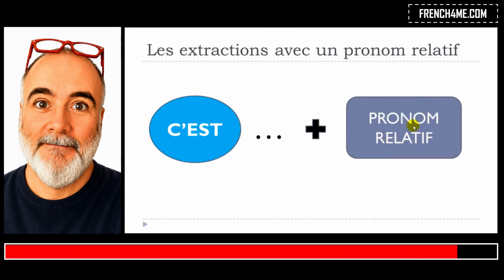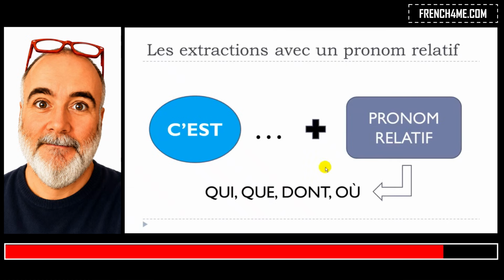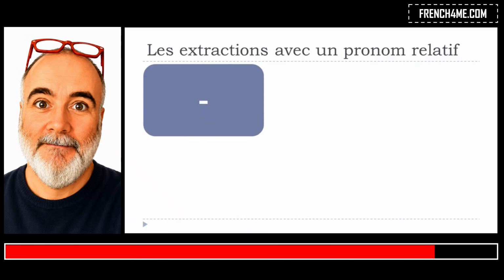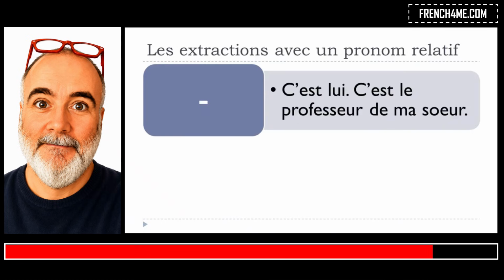Okay, so if you don't have any clue about les pronoms relatifs, I've been making a video covering this topic, so maybe it would be better for you to have a look at this first video and then come back to this video after. But then if you remember, les pronoms relatifs are qui, que, dont, and où. And so let's see the first example.